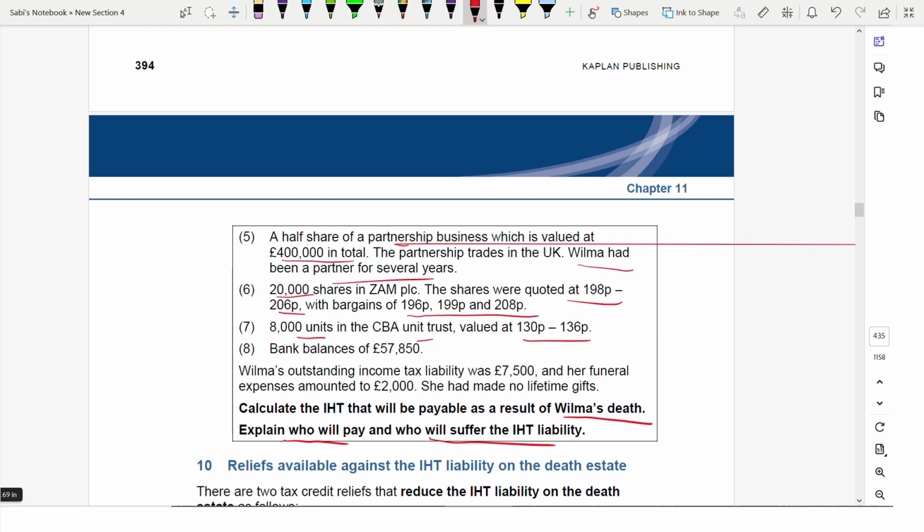They have given the price and the bank balance. You see, they have given everything: quoted shares, unquoted shares, unit trust, related property, bank balance, all types of assets. So here you have to apply some special valuation rules for some assets. Outstanding tax is 7,500. Funeral expenses are 2,000. No lifetime gifts. It's a lengthy one.